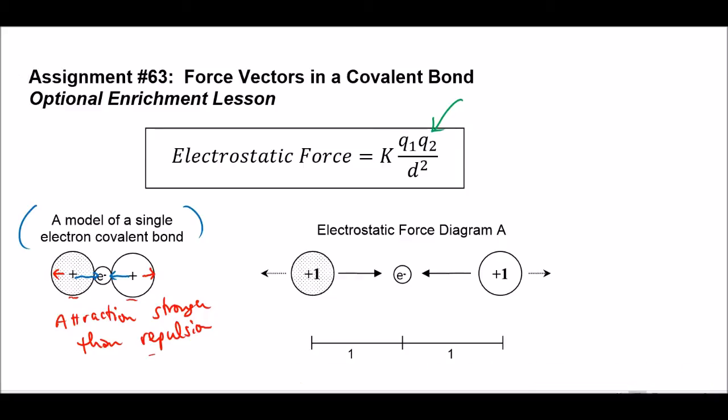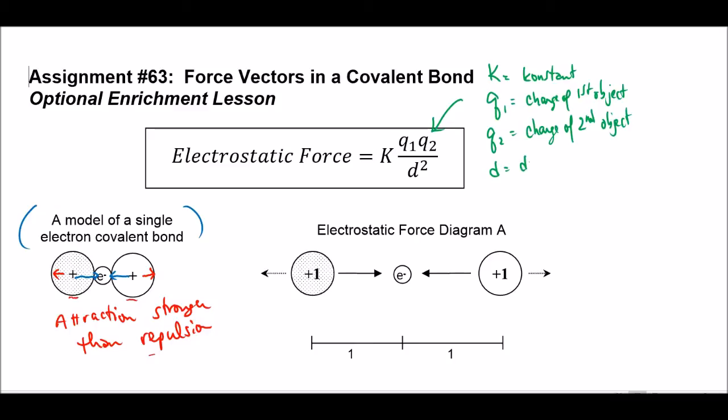We need to define some terms here. K is a constant. I'll misspell it so it looks like K stands for constant. Q1 is the charge of the first object. Q2 is the charge of the second object. D is the distance between the two objects. These have to be charged objects to have electrostatic forces. This is all that matters.